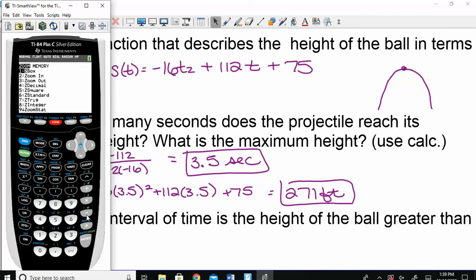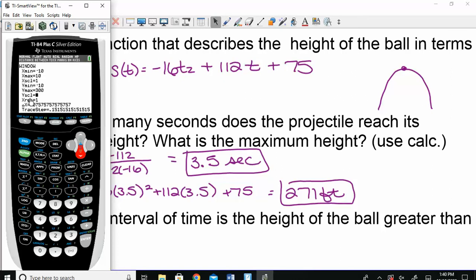Now, if you just graph this on your regular window, the negative 10 to 10 that it defaults to, we're not really going to see much. There's what I see of my quadratic, and I can't see the 200 at all because this only goes up to 10. So if we go to window, we can adjust some things. I know that my maximum is 271. So I'm going to make sure my y includes that. So under y max, I'm going to go up to, I'll just go to 300.